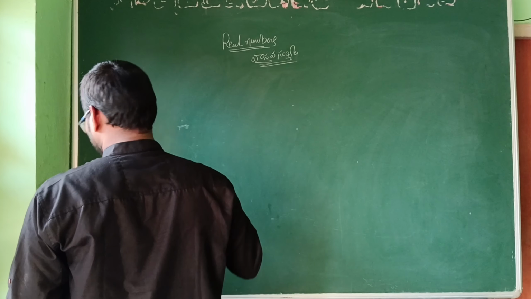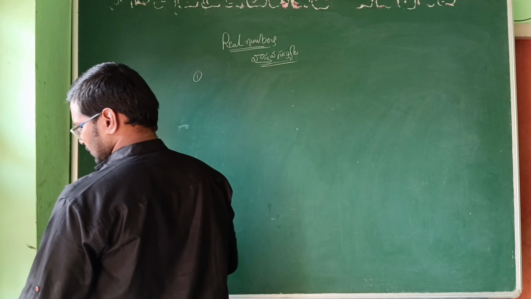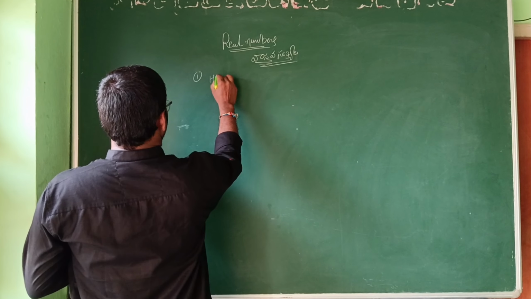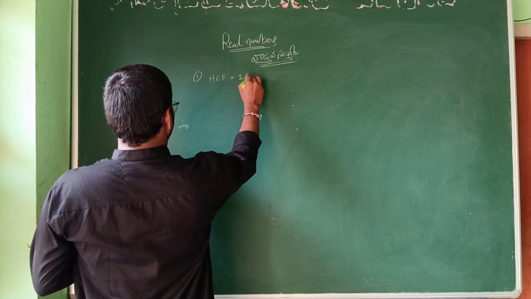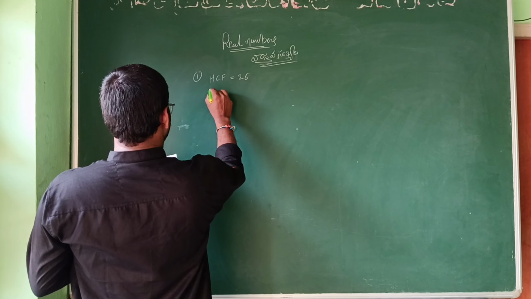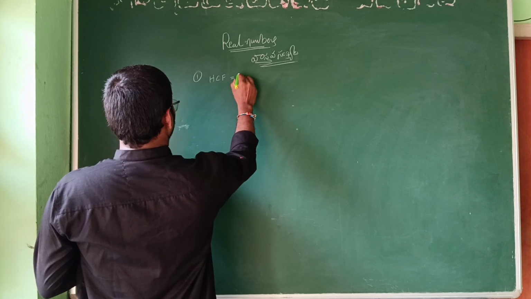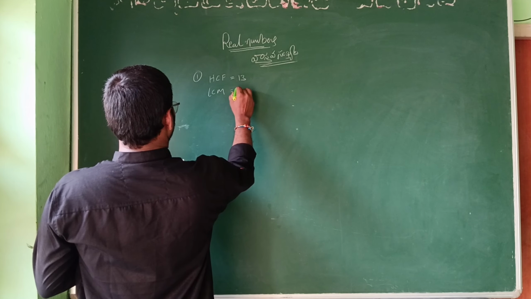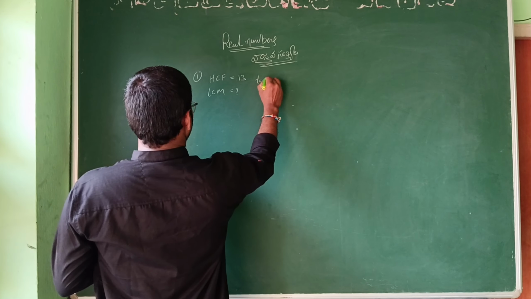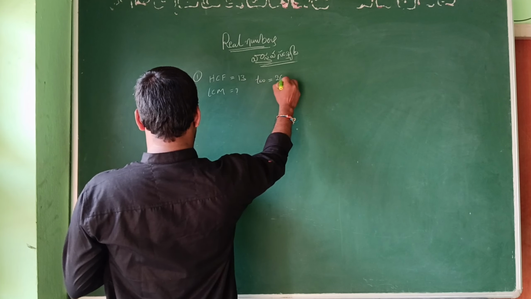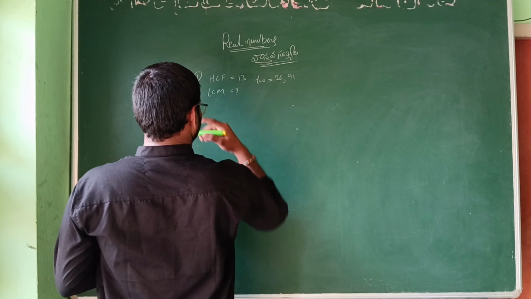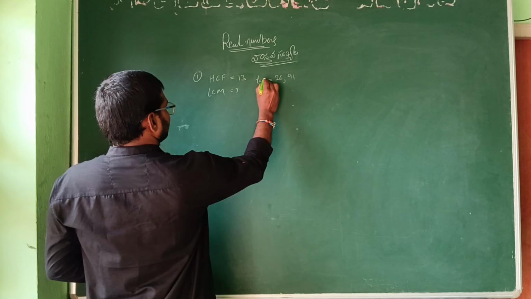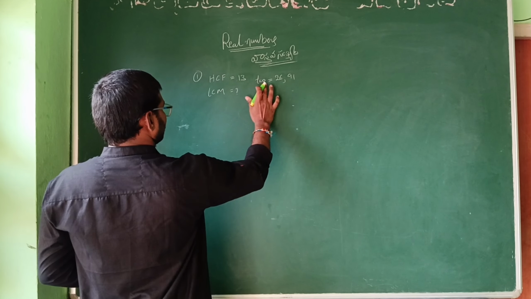Now, see here, one question is there. HCF is 13. What is the LCM? The two numbers are 26 comma 91. Observe the relation between HCF, LCM and the two numbers they give.